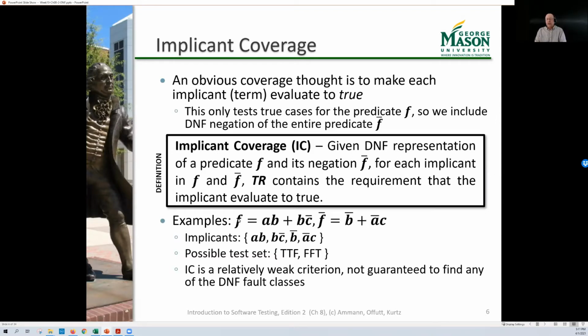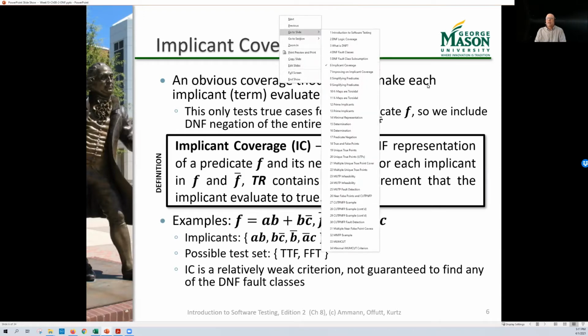So if I look at, let's see, how can I, where's my pointer here? Oh, it's not going to give it to me.